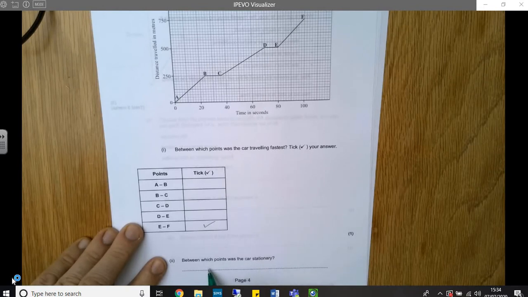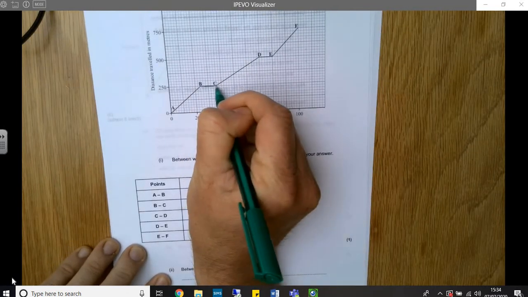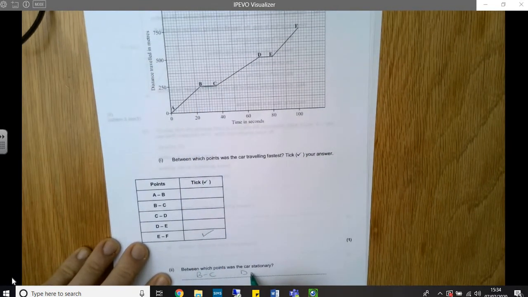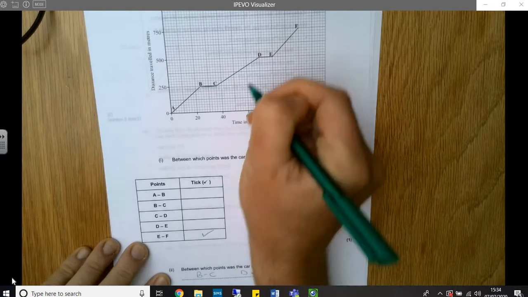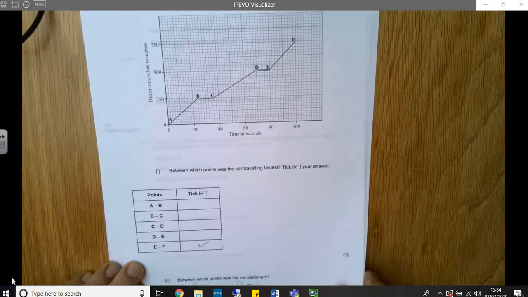Between which points was the car stationary? You should have said here between B and C, or between D and E. And you would have got a mark for either or both of those.